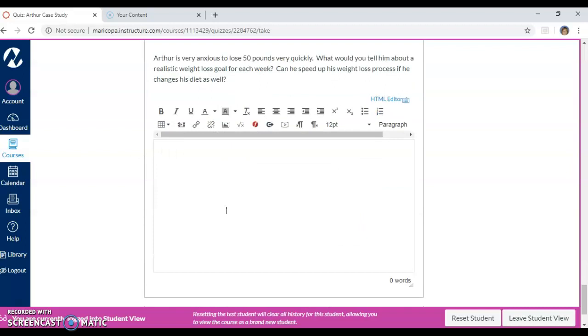Okay. Next question was, Arthur's very anxious to lose 50 pounds quickly. What would you tell him a realistic weight goal is for each week? And can he speed up his weight loss process if he changes his diet?